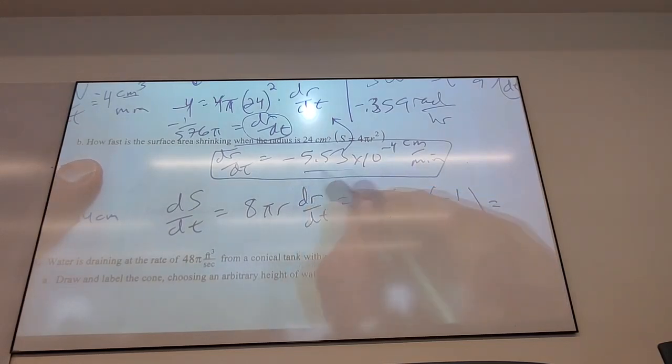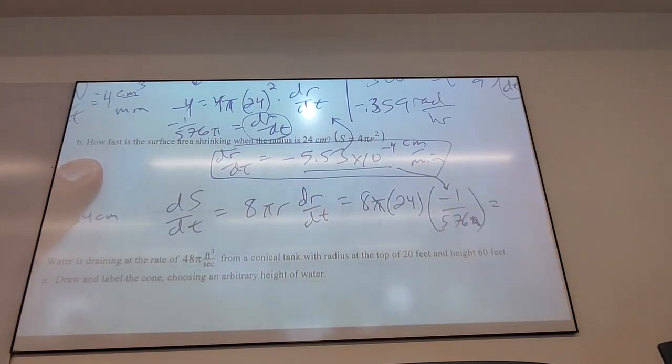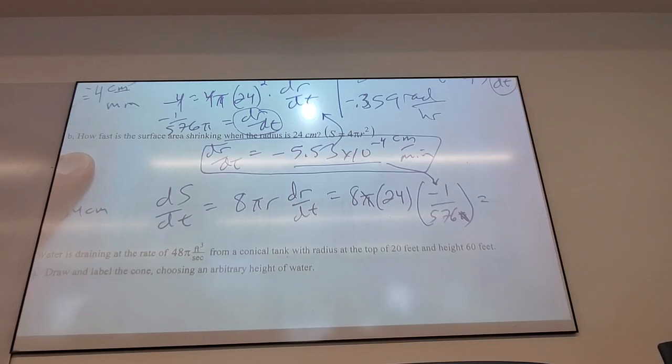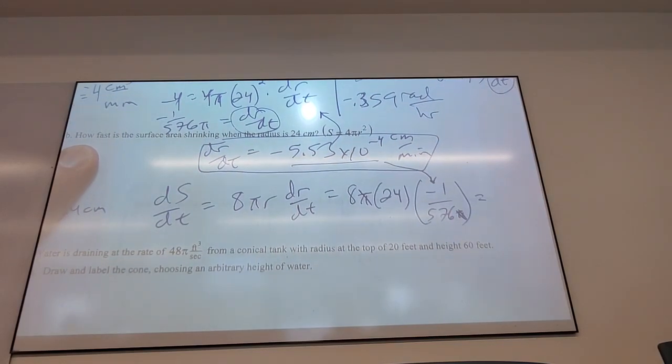Now, could you have plugged this in here and would I have cared that much? No, I would not have. Yes, you could. No, I would not care. That'd be fine. But it's better to use the non-rounded number.